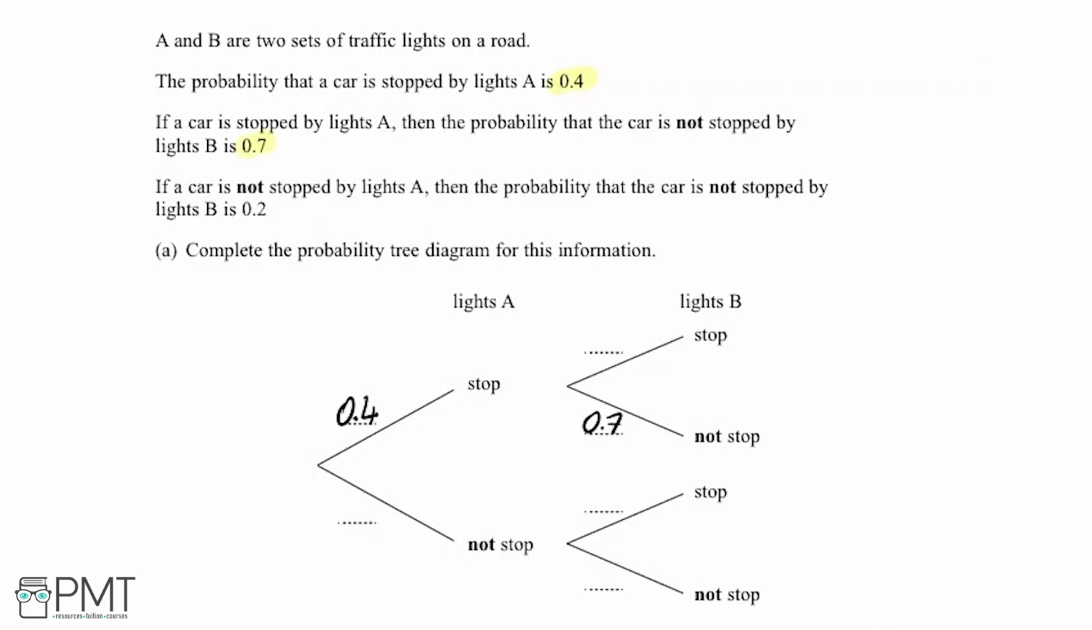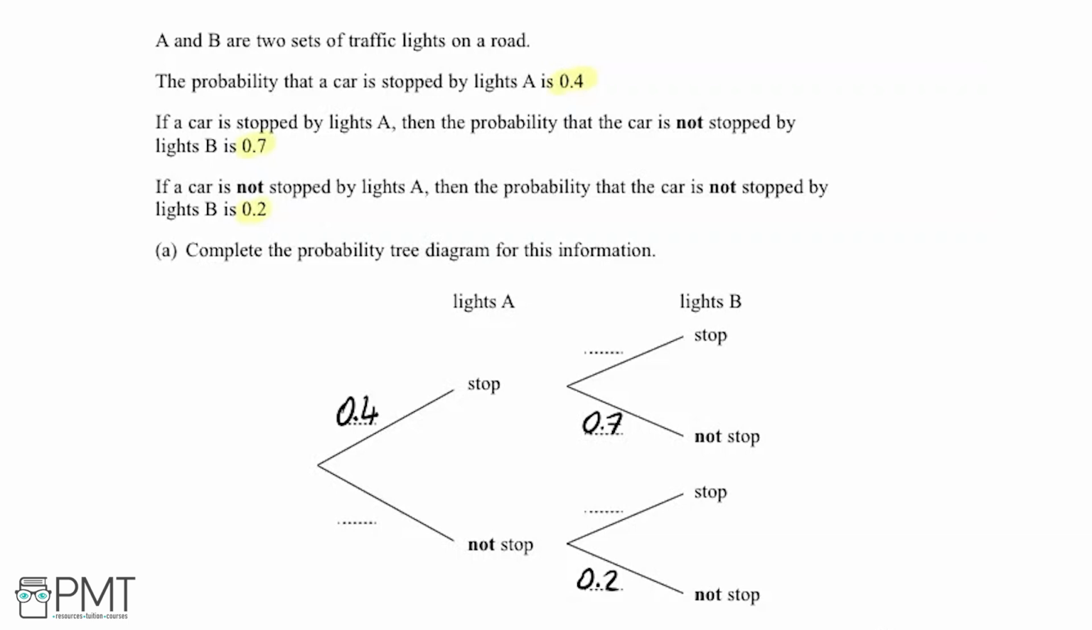So if a car is not stopped by lights A, so we're going down this path, then the probability the car is not stopped by B is 0.2. So we've gone down this path, and then it's not stopped by B either, so we've gone down this path. So we're going to put our probability here, and that's going to be 0.2 as it says in the question. Great, so we've got all our information from the question.